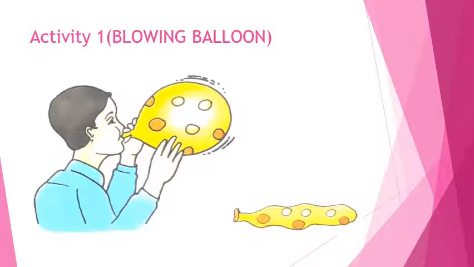First one is activity 1, blowing a balloon. Take a balloon and blow air into it. Observe what happens. You will observe that the shape and size of the balloon changes. Now, let the air escape out of the balloon. Observe what happens. You will now observe that the balloon gets back to its original shape and size.